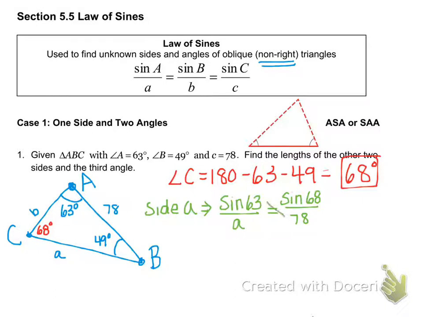So to solve, you cross multiply. And when you cross multiply, you get 78 times sine of 63, which is equal to A times sine of 68. To get A by itself, you divide by sine of 68. And make sure, since we're in degrees, you're in degrees in your calculator. So A equals about 75.